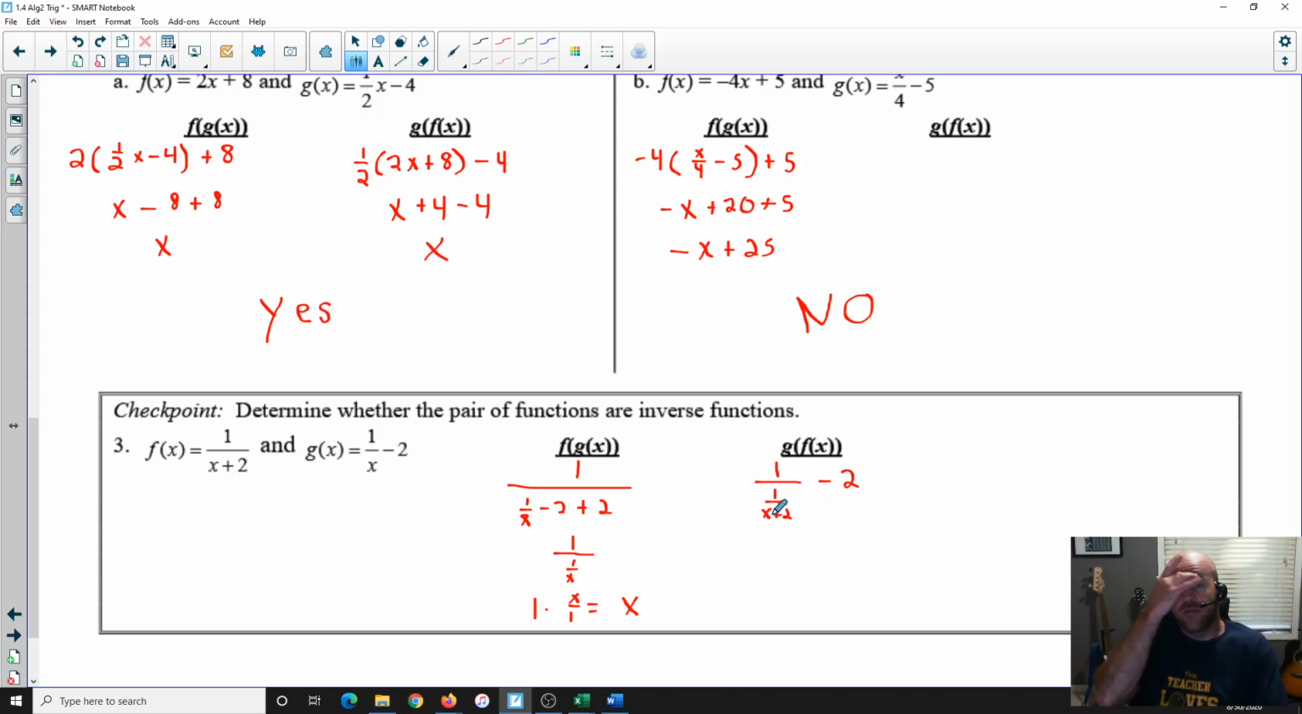So the same thing, we have 1 divided by a fraction. So remember, all we have to do is take the bottom fraction and flip it and multiply it to the top. So if we flip this and multiply it to the top, we end up with x plus 2. And then that minus 2, that would cancel each other out, and we're left with just x. So the answer to this question would be yes, they are inverses of each other.